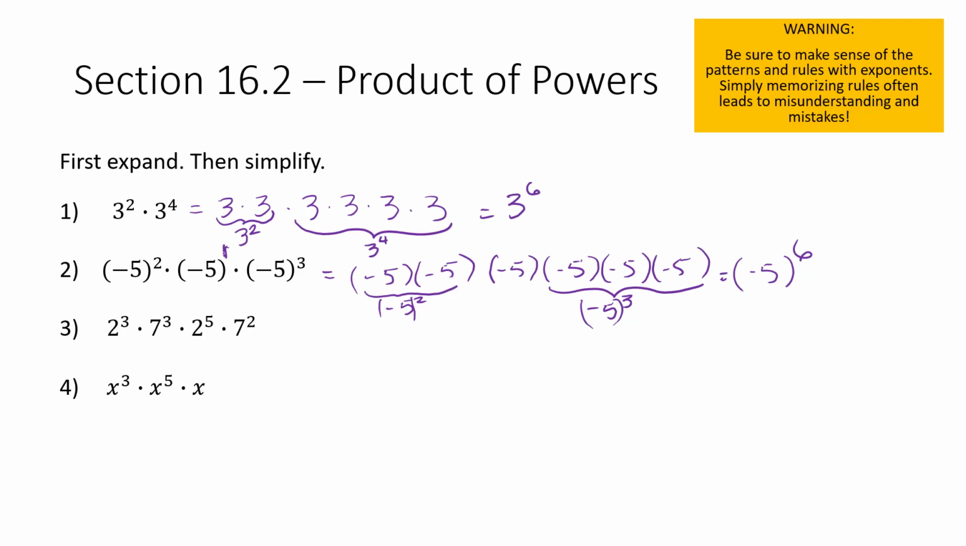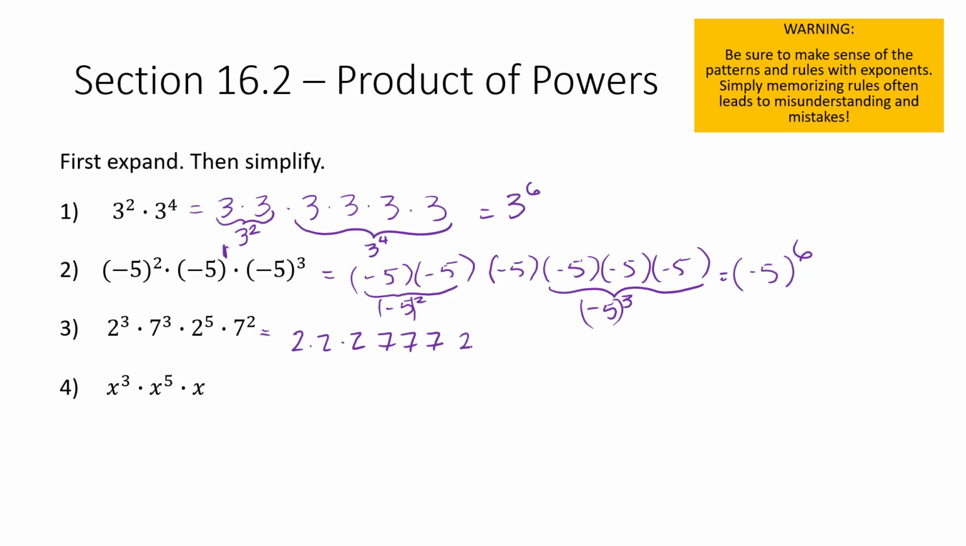Okay, now on this next one, I put 2 different bases because I really want you to pay attention to the fact that what happened in number 1 and 2 depended on the bases being the same. So here in number 3, 2 to the 3rd just means that I've got 2 multiplied by itself 3 times. And then I've got 7 multiplied by itself 2 times. And then 2 multiplied by itself 5 times.